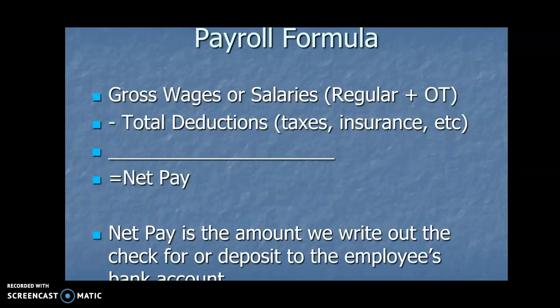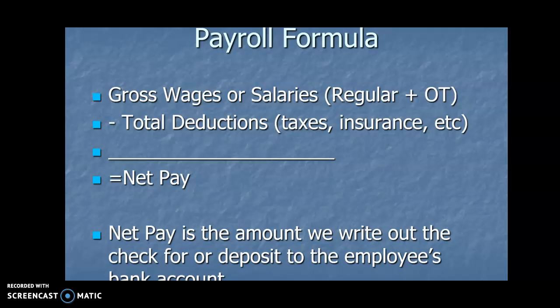Here's your basic payroll formula. We're going to take our gross wages or salaries. This includes our regular wages, which is for the first 40 hours, plus our overtime. Certain people who get salaries maybe don't get overtime, so it's just their basic salary amount.